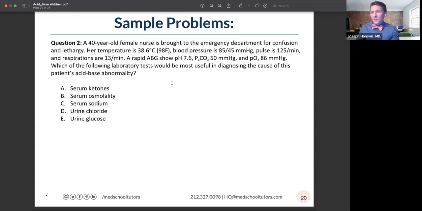Rapid ABG shows a pH of 7.6, a PCO2 of 50, and a PO2 of 86, which is relevant to the question we just got asked about whether oxygen matters too much. They want to know which of the following laboratory tests would be most useful in diagnosing the cause of this patient's acid-base abnormality. So the first thing we have to do is determine what is the problem. So the pH is 7.6, and I'll throw out there that means that we are alkalotic. Given that the CO2 is 50, and that they didn't tell me the bicarbonate value, which is a little curious here.